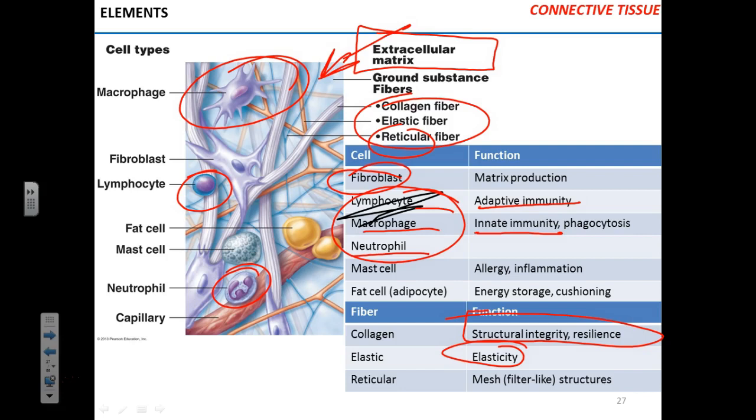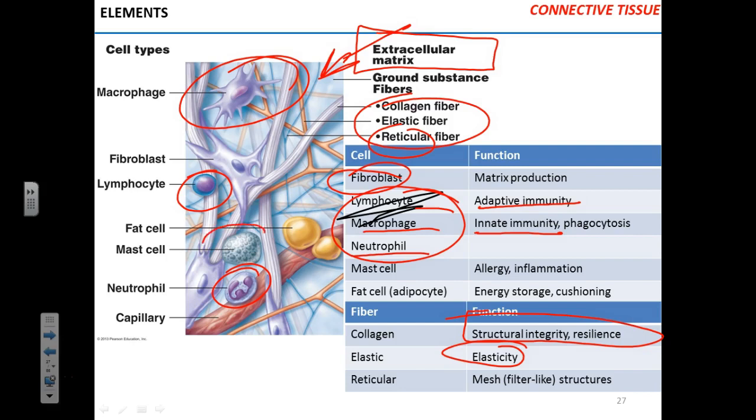I don't really care which one is for adaptive, which one is for innate. We didn't even talk about immunity yet. Just those three right there. Make sure that we list those for you. So if I tell you this cell found in the connective tissue is the immune cell that protects us from pathogens, you know, lymphocyte, or neutrophil, and macrophage. Is that clear? Cool.